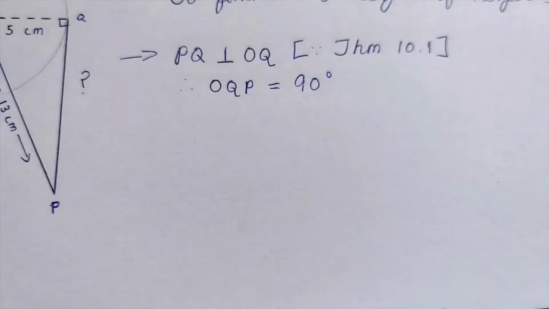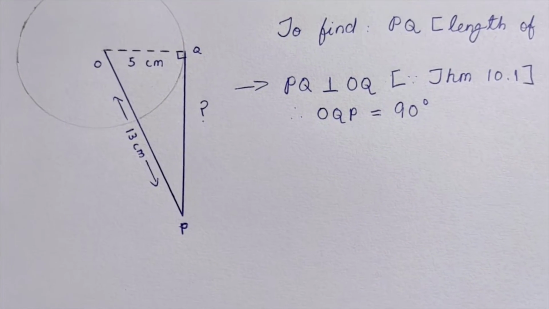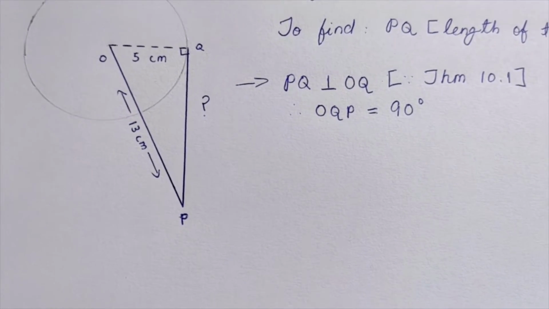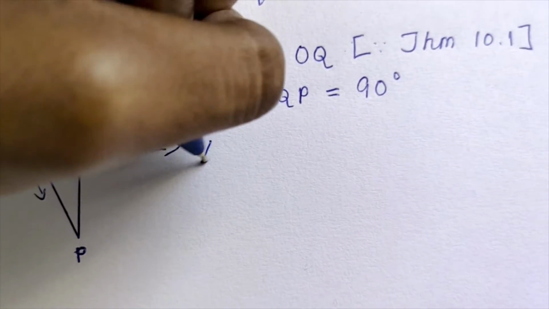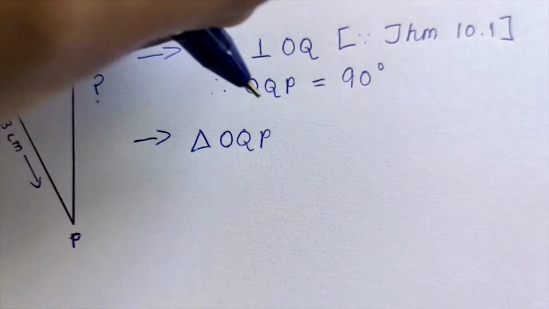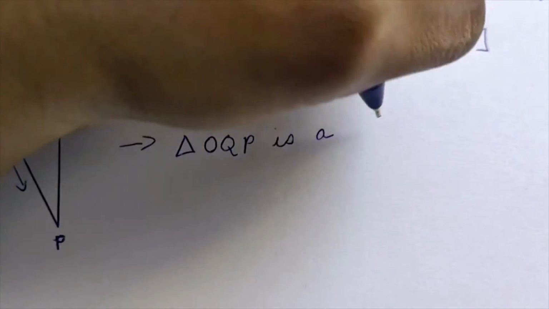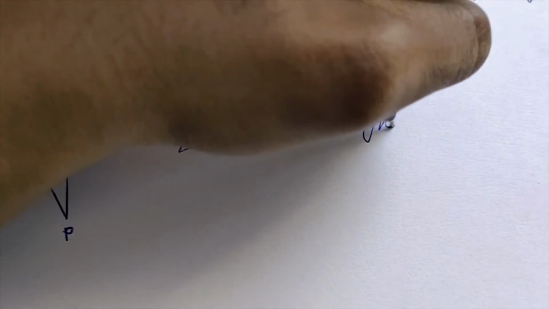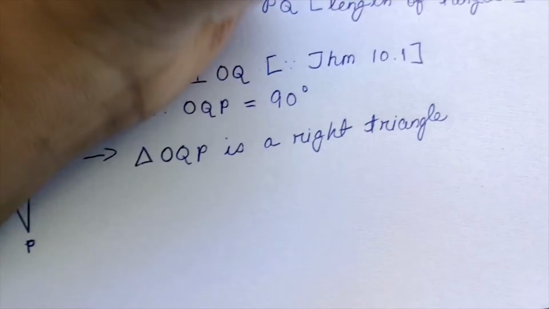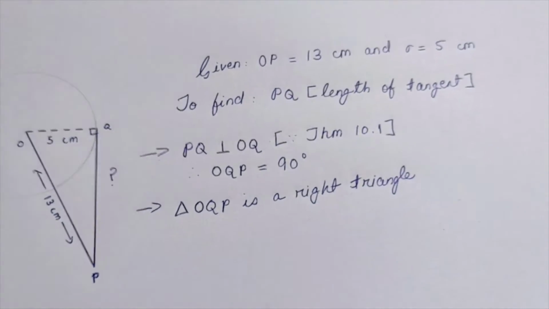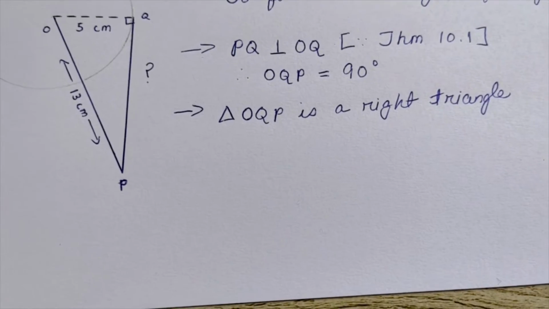What's next? Since the figure OQP closely resembles a triangle, and it also includes one right angle, we can state that triangle OQP is a right triangle. And essentially, a right triangle is any triangle that has one right angle, or one angle whose value is 90 degrees. So, if we recall the triangles chapter, we can also implement Pythagorean Theorem.